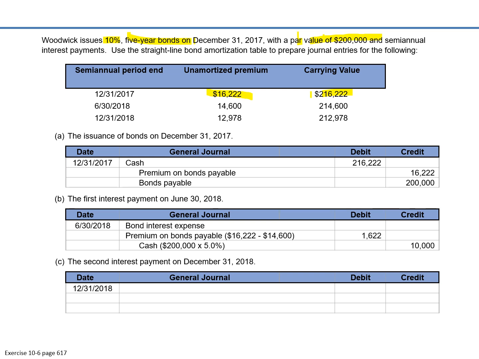So we have a premium on bonds payable being amortized. We amortize the premium with debit because it's originally recorded as a credit, right? So our bond interest expense is going to be the net of the 10,000 and the 1,622. So we have bond interest expense of $8,378. Okay. The second payment, same thing. Okay. Easy peasy lemon squeezy.